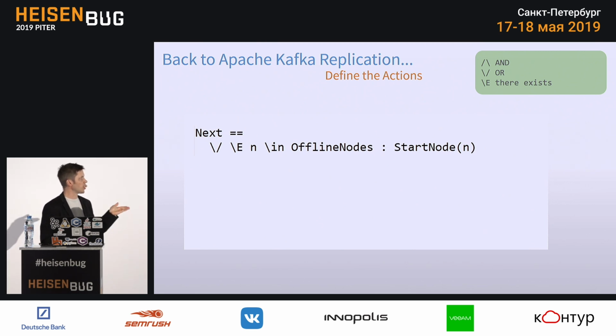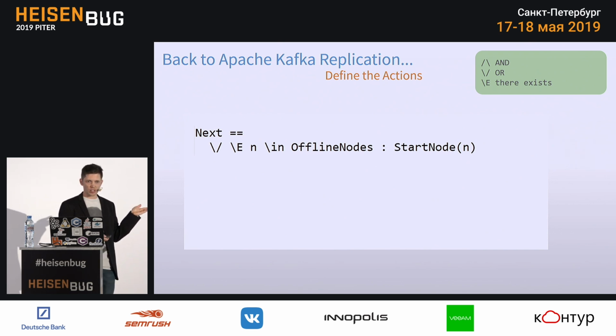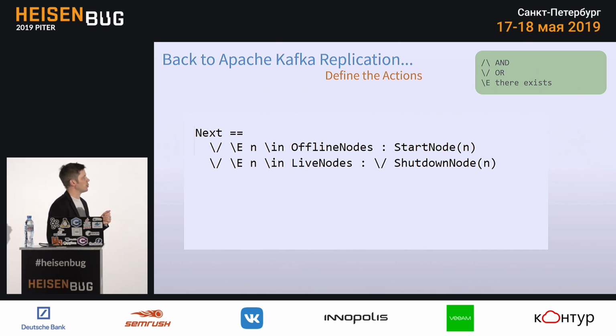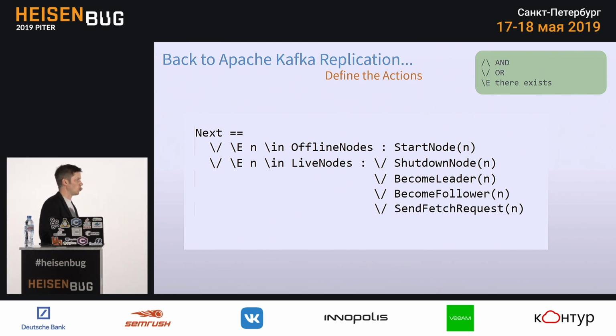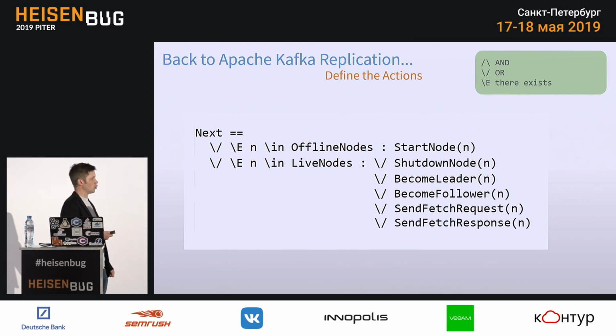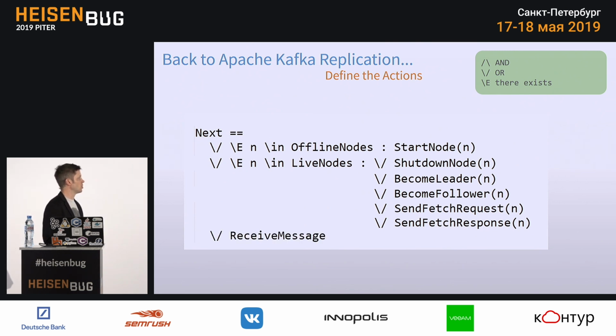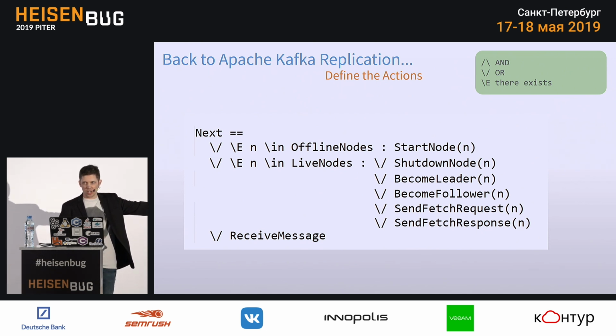Okay, if an offline node exists, it could be started. Then live nodes. A live node could be shut down, or it could become leader, or it could become a follower, or it could send a fetch request, or it could send a fetch response, or we could receive a message. All of these are sub-formulae, okay, and we're going to have a look at what these are.